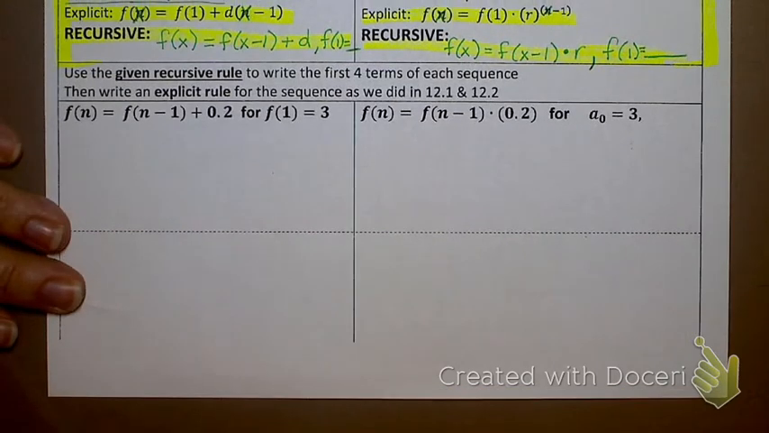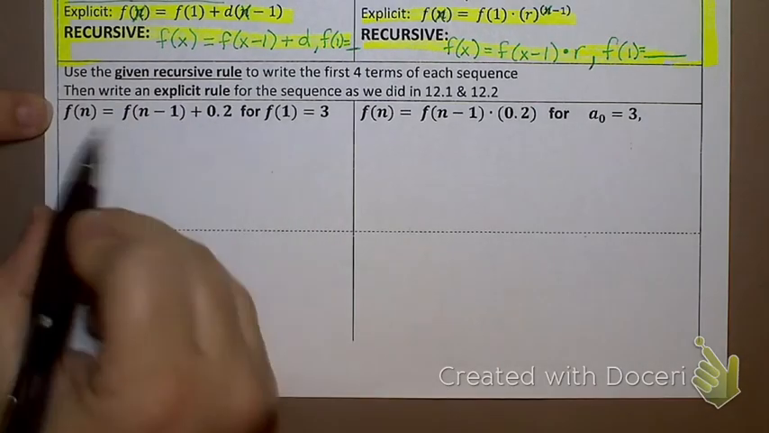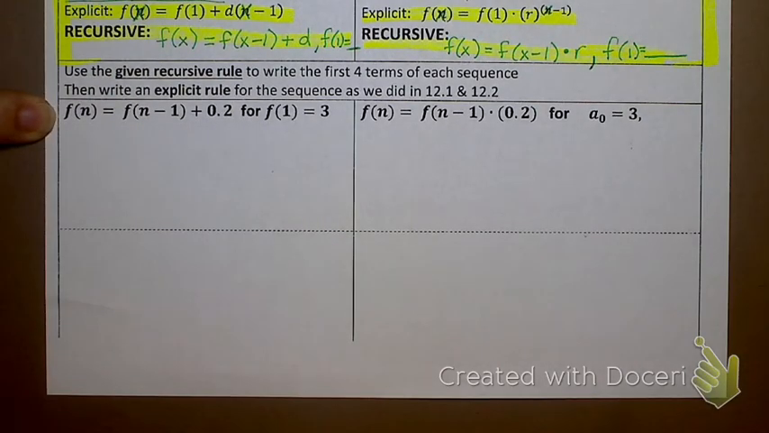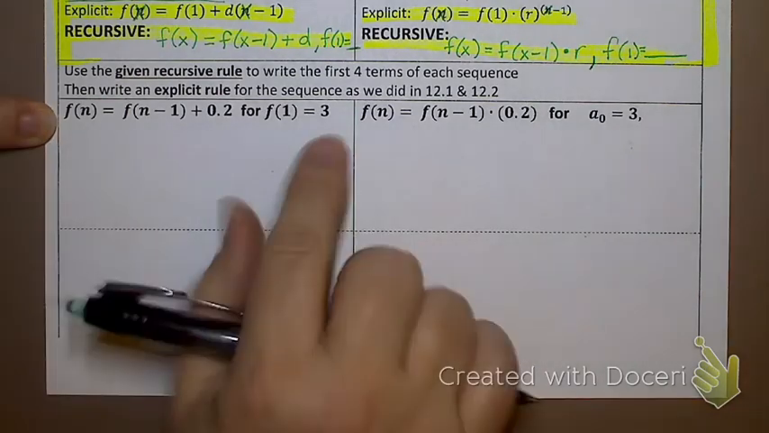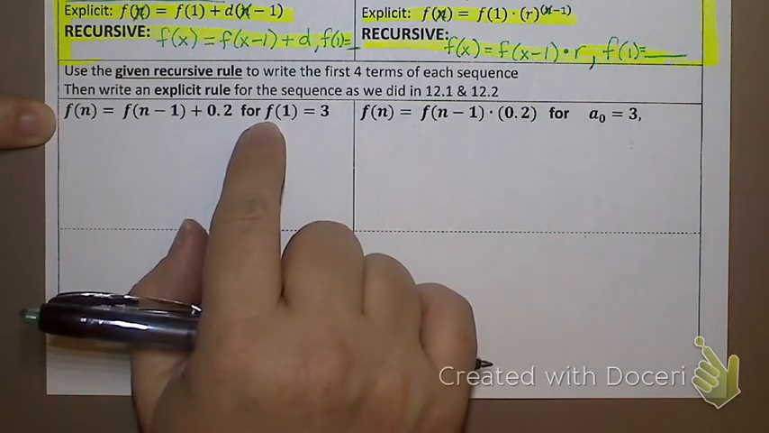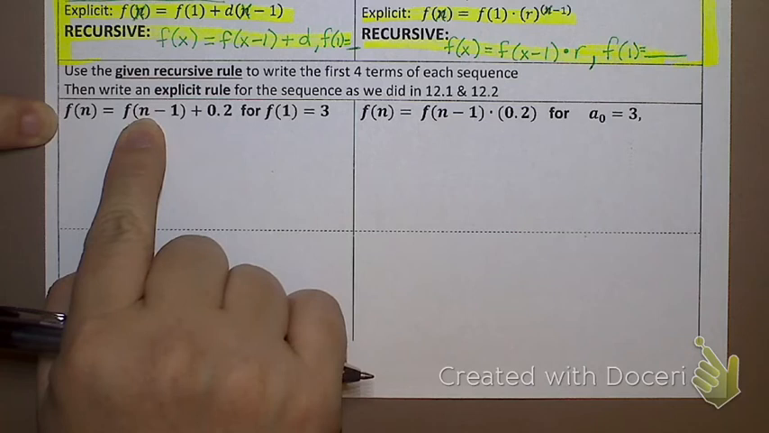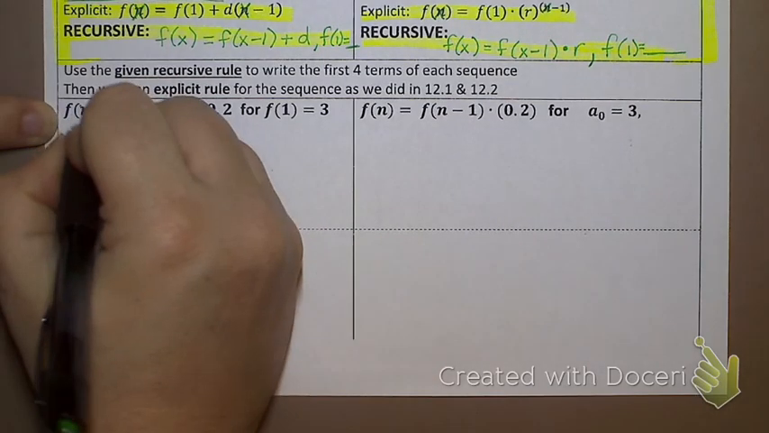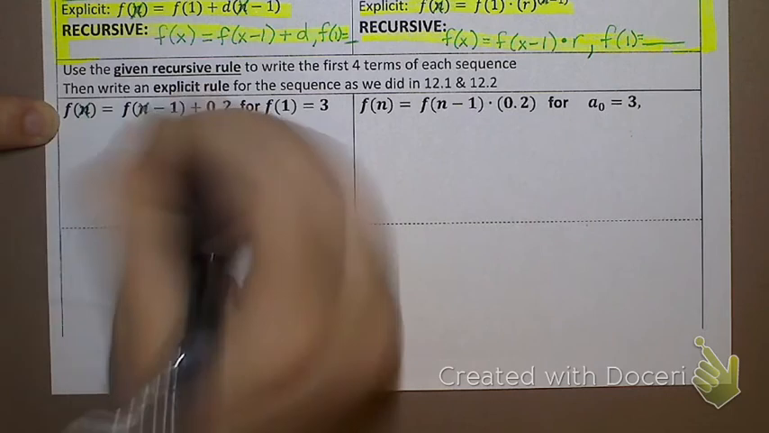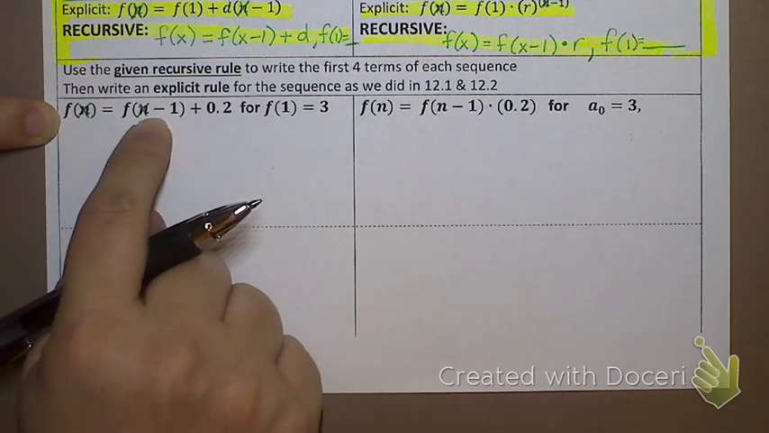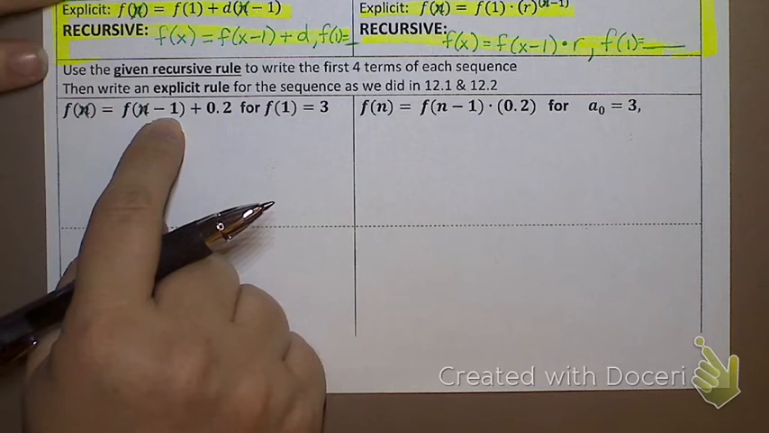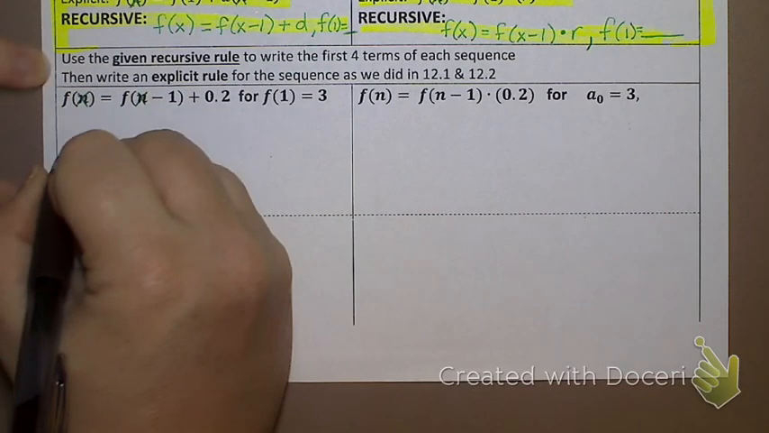Use the given recursive rule to write the first 4 terms of each sequence. Then write an explicit rule for the sequence as we did in 12.1 and 12.2. Okay, so how do I know that this is a recursive rule that they're giving me? Couple reasons. Number one, they give me the first term, but also that right there. Remember, we should see x's when they have n's. That right there is saying something about the term before, right? So I need to find what? The first 4 terms. So let's see.